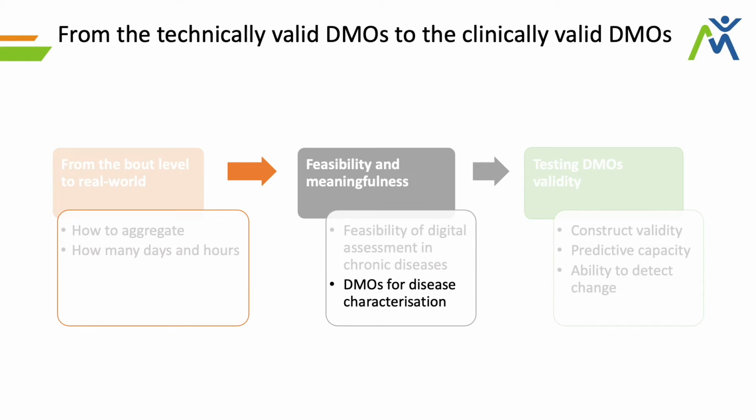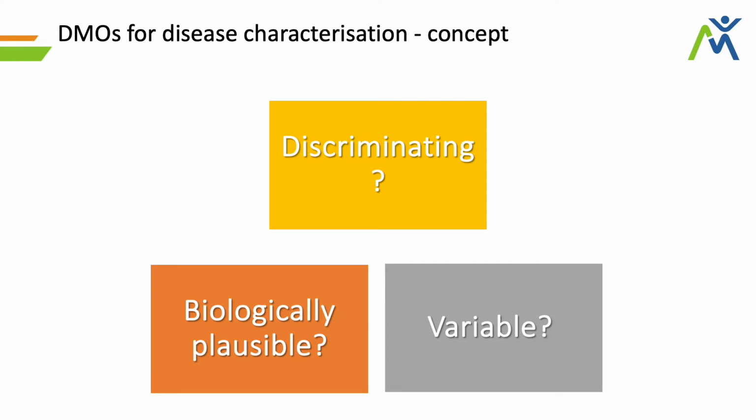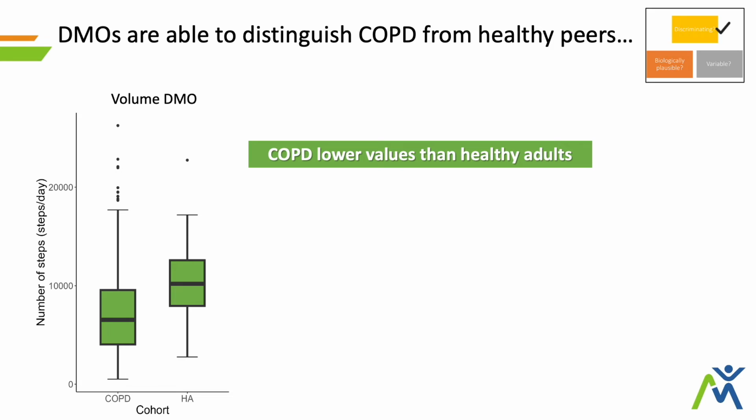If we want the DMOs to be tested for clinical validity, they need to be computable and they need to be informative of something. So we first described the DMO's distribution in each of the diseases, and we want them to be discriminating, distinguishing healthy versus diseased, because we know that these diseases have mobility impairment. We want them to have variability and to have a distribution that is plausible or according to our knowledge. I'm showing here the results for number of steps, one of the volume DMOs in COPD.